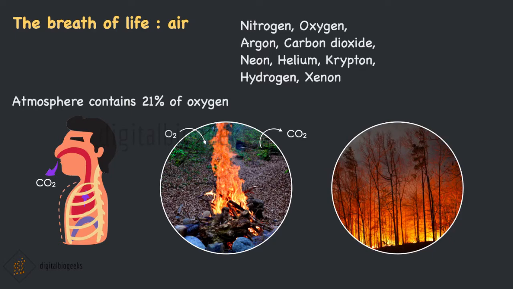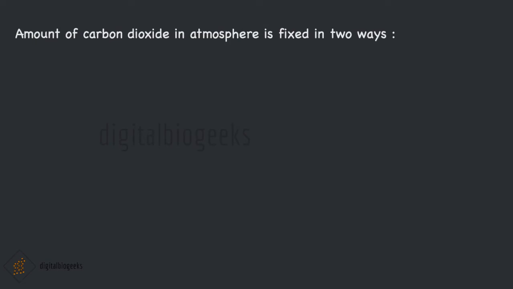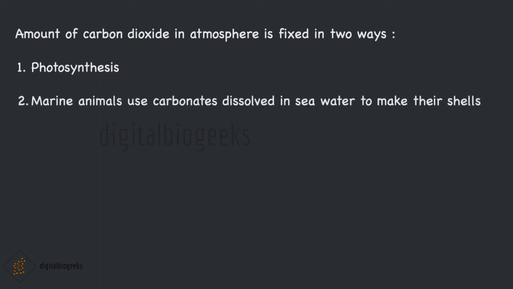Life is not possible in an atmosphere filled with carbon dioxide, but the amount of carbon dioxide in the atmosphere of Earth is fixed in two ways. The green plants convert carbon dioxide into glucose in the presence of sunlight, and this process is called photosynthesis. Many marine animals use carbonates dissolved in seawater to make their shells. Most of these shells are made up of calcium carbonate.